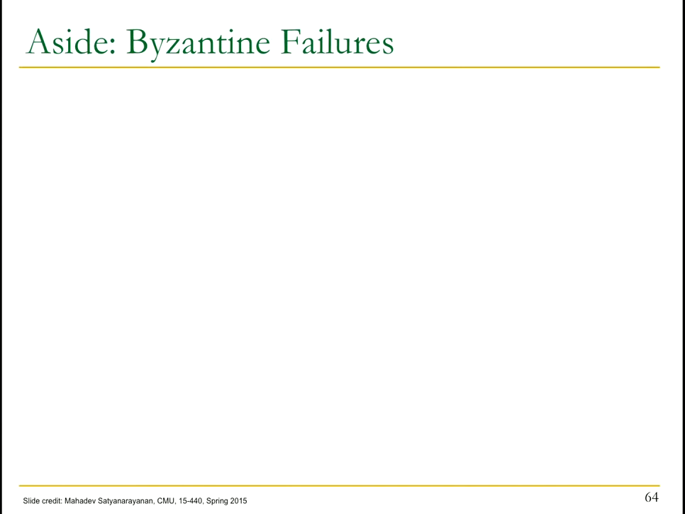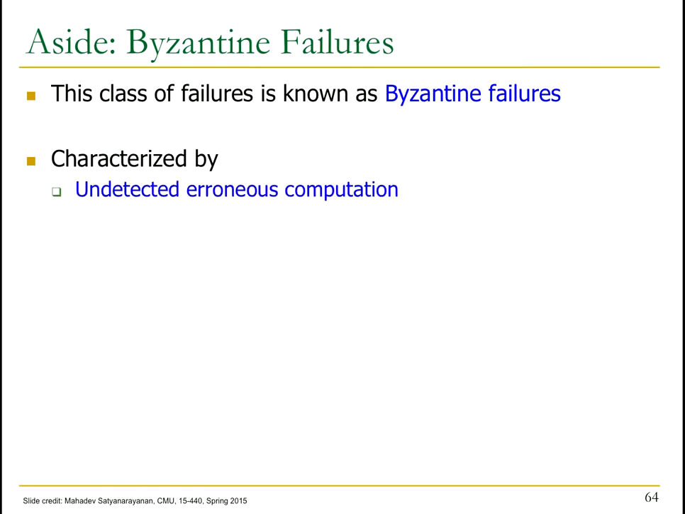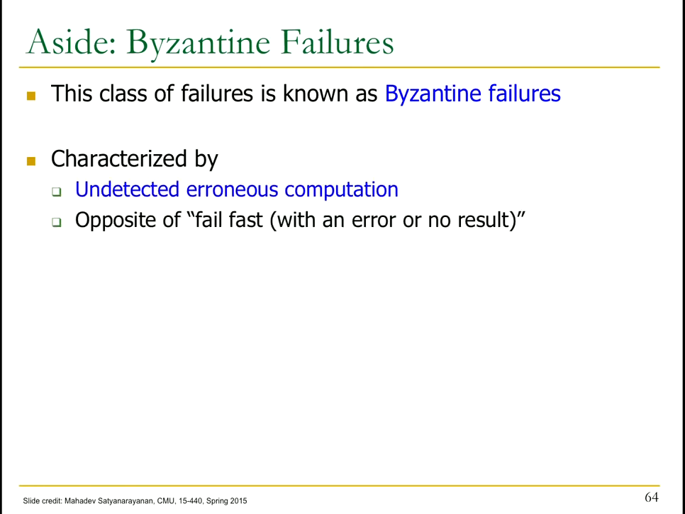This goes into the heart of distributed computing theory that you might see at some point. But this class of failures, like RowHammer, are also known as Byzantine failures. I'm not going to go into detail why it's called that, but there's this famous Byzantine generals problem that was introduced by Leslie Lamport. But they're characterized by undetected erroneous computation. This is the opposite of fail fast.